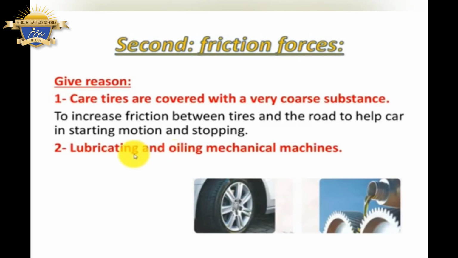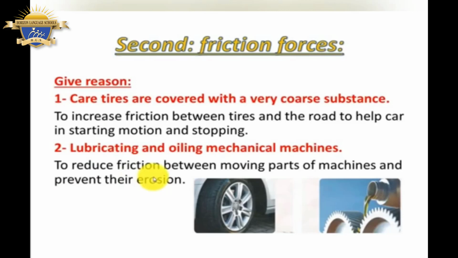Number 2, give reason: lubricating and oiling mechanical machines. What is the meaning of lubricating and oiling? This means adding oil or lubricant material, okay, as in the image. This is done to reduce the friction between moving parts of machines and to prevent their erosion and damage. The oil reduces the friction between the moving parts.